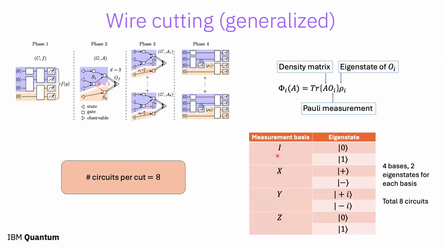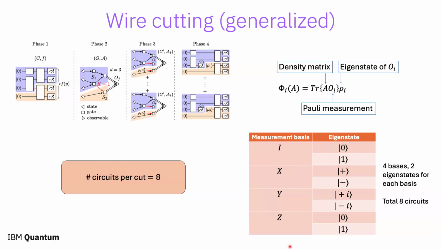So when you measure in basis I, identity, the eigenstates are 0, 1; X gives plus, minus; Y gives plus i, minus i; Z again 0, 1. So essentially, just like gate cutting, you need to measure in a particular basis and prepare in the corresponding eigenstate. So this is what's happening. The previous one was simpler to understand, but it made an assumption that the entire computation keeps the state pure. This doesn't make any such assumption. It can be a density matrix in general.